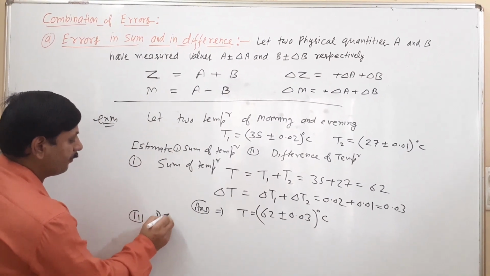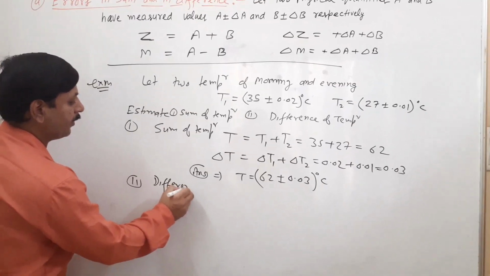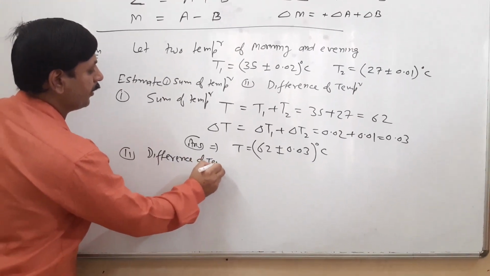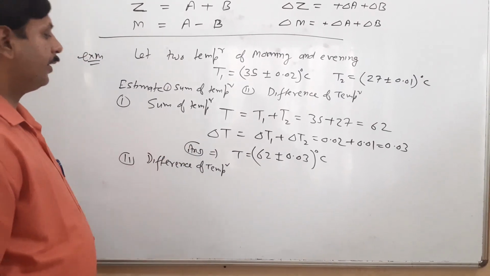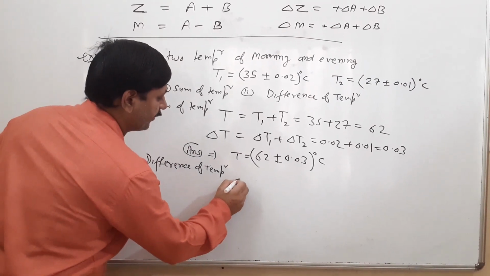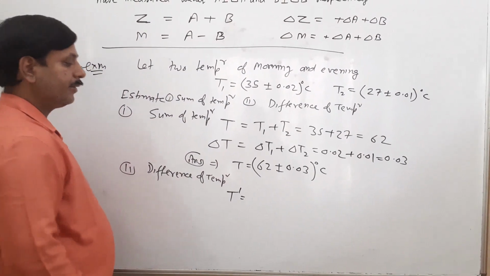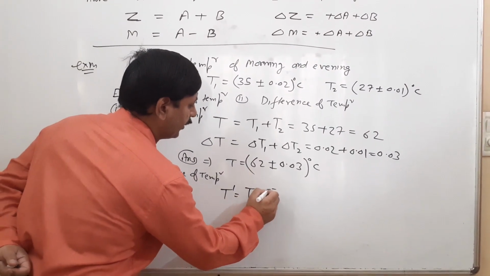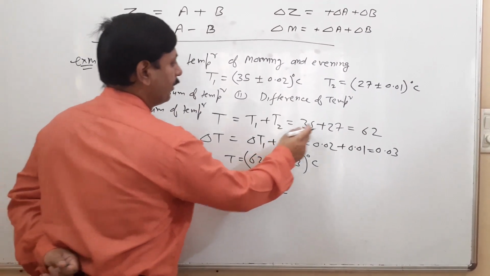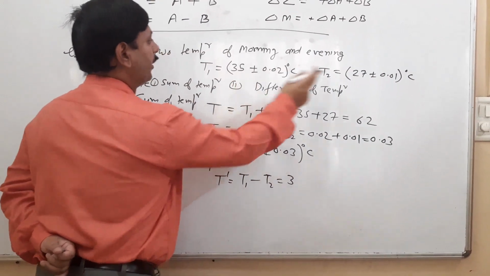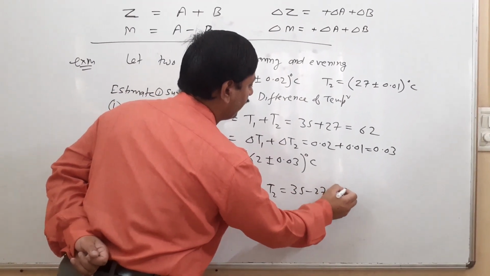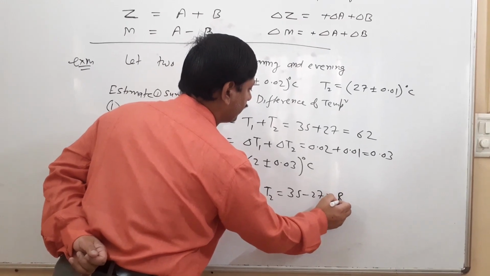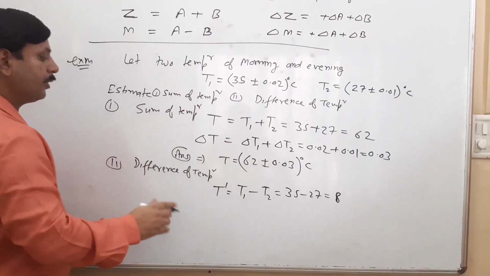If I take the difference of temperature, suppose I denote it by T dash. What will be T dash? T1 minus T2, which means 35 minus 27. So this is 8 degree. What will be the absolute error?